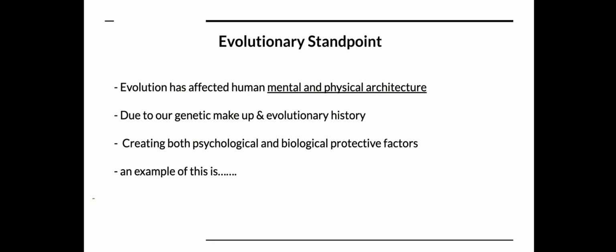Evolution has affected human mental and physical architecture due to our genetic makeup and evolutionary history, creating both psychological and biological protective factors. I will be giving you an example of both a psychological and a biological protective factor. We'll start with a psychological one. An example of one is this.